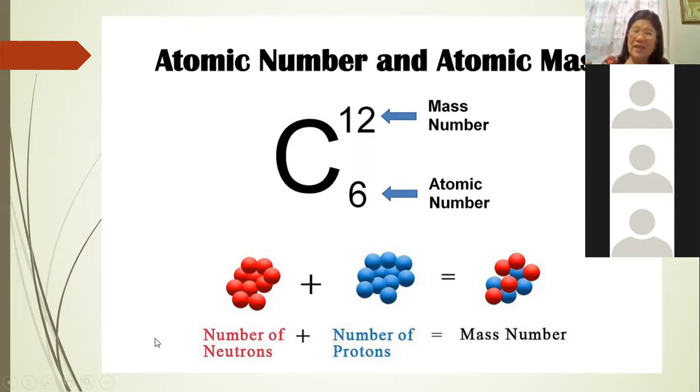In order to get the number of neutrons, you use this formula here. You transpose the number of protons to the other side. Therefore, the number of neutrons will be equal to the mass number or the atomic mass minus the number of protons. That is how to get it. And everything is in the periodic table.